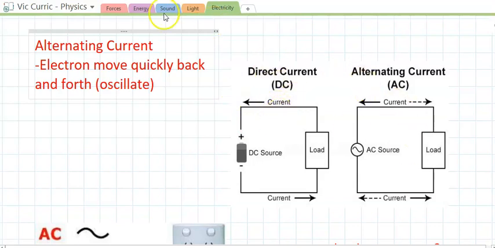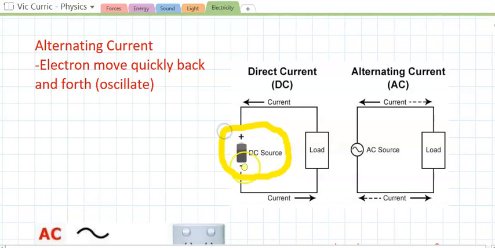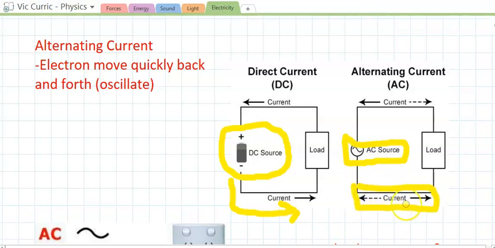So here's an example of two circuits. We're used to seeing DC circuits where you have your battery, which is the power source, and we know that the current only flows from the negative terminal to the positive through the load on its way past. But in AC current, we draw the AC power source with this symbol, and you can see here that the current goes one way and then it goes back the other way.